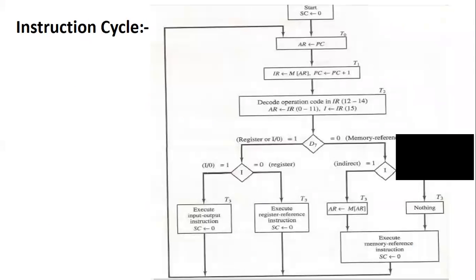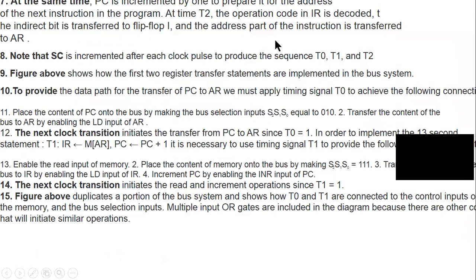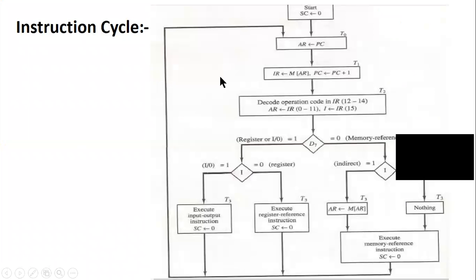So like that. If it is a memory reference instruction, it will be executed. Or register reference means this. Or memory reference means this. After this, again it will go to the program counter for the next instruction. So this is explaining everything. All those things you read carefully one by one. The same thing is explained here.